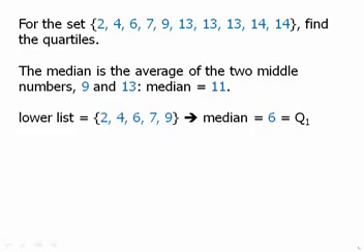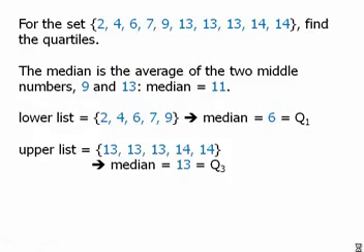The lower list are the five lowest numbers, 2, 4, 6, 7, 9. The median is clearly in the middle of that list, 6. That's Q1. The upper list, 13, 13, 13, 14, 14. The median, the middle, is 13. That has to be Q3.